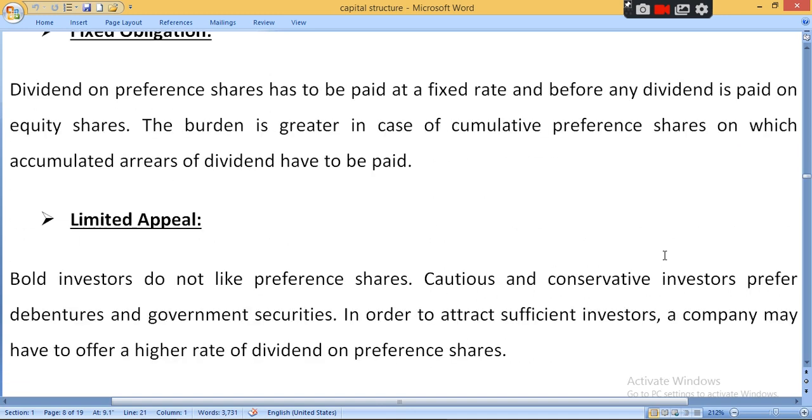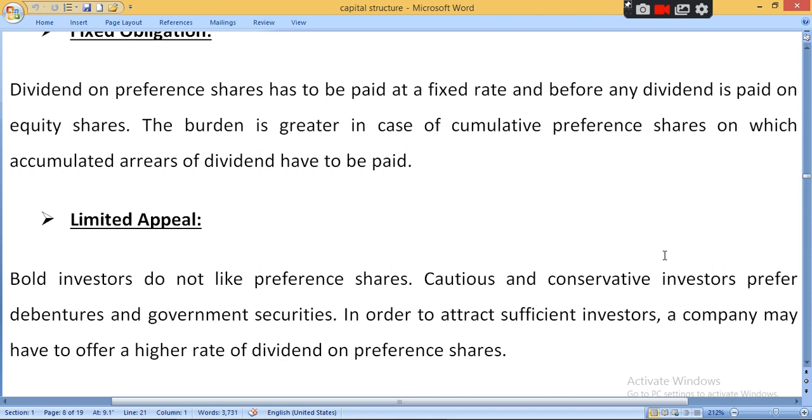Clear? Limited appeal. So there are two types of investor in the market, bold investor and cautious. Bold means risk takers and cautious means risk avoiders. Generally, a bold investor prefers to make investment in equity share, and a cautious investor wants to make investment in preference share and debenture. Clear? Generally, investment in debenture is considered the safest investment. Why? Because whether the company earns profit or loss, it doesn't matter. The company has to pay fixed interest to the debenture holder.